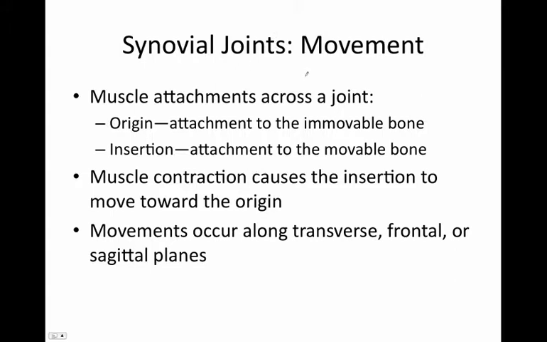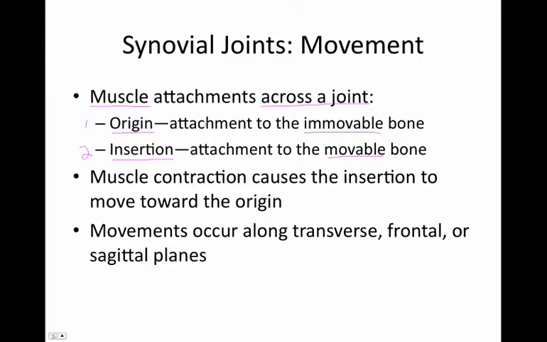Movement within these joints: muscles attach across a joint, and this attachment plays into which muscles affect movement of the bone. When we look at a muscle, we have an origin that is an attachment to the immovable bone, and an insertion that's attached to the movable bone. The way we name most muscles is we start with their origin, and the second part of their name is their insertion.